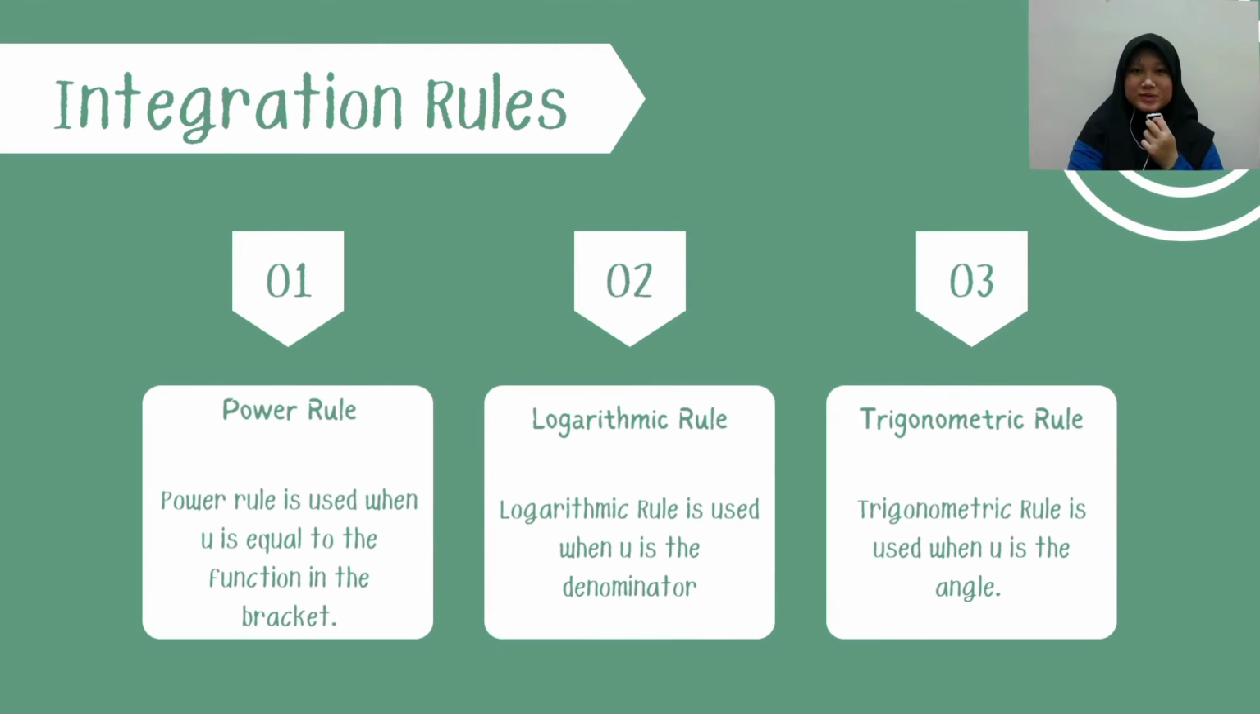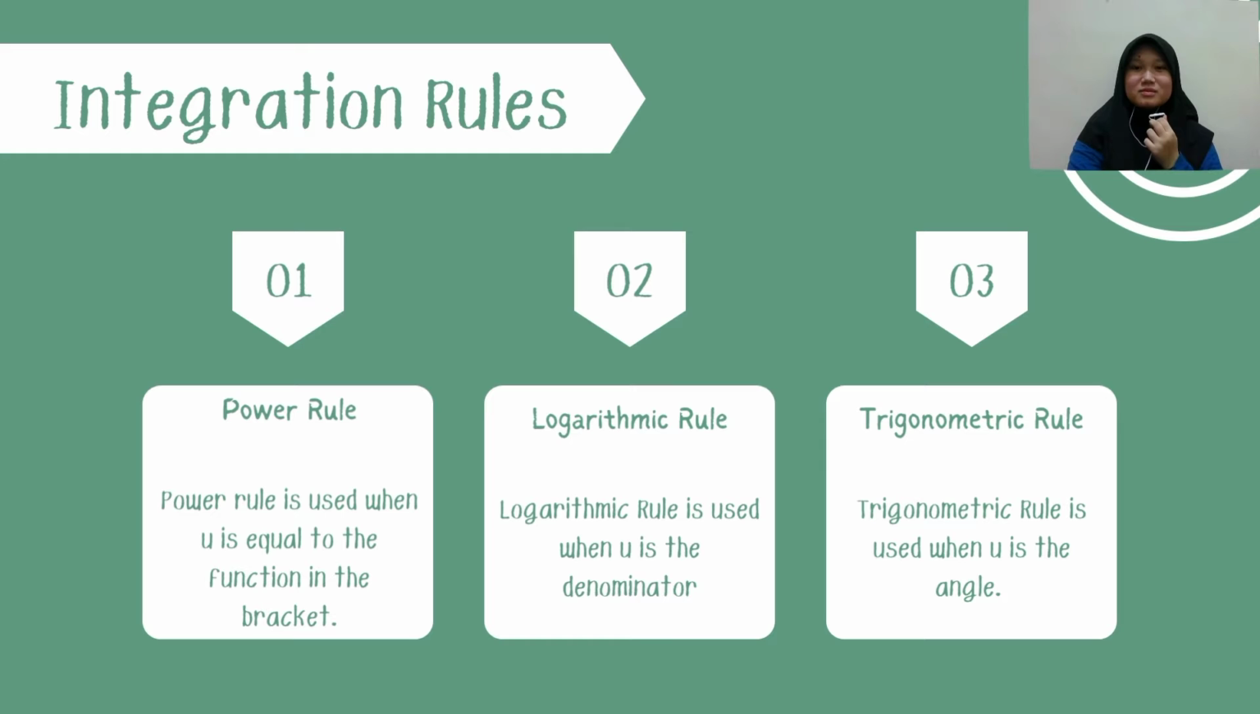The integration rules are defined for different types of functions. There are three integration rules that we are going to demonstrate in this video with examples. First is the power rule. The power rule is used when u is equal to the function in the bracket. Second is the logarithmic rule. The logarithmic rule is used when u is the denominator. And lastly is the trigonometric rule. The trigonometric rule is used when u is the angle, if only the trigonometric function exists in the table of integrals.